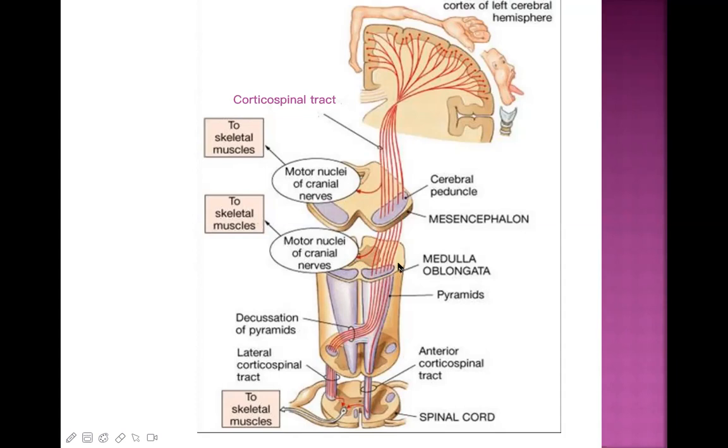See here, the motor nuclei of the cranial nerves. These cranial nerves are also supplied by the corticospinal tract. We call that the corticonuclear tract to be very precise. And this is the anterior corticospinal tract, and this is the lateral corticospinal tract, and ultimately they end on the spinal cord, and from there the lower motor neuron arises, which ends in the skeletal muscle.